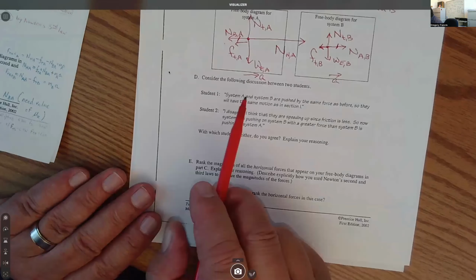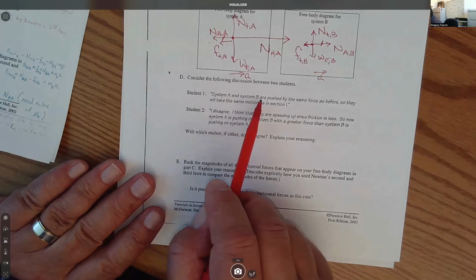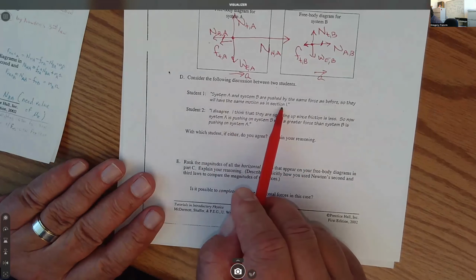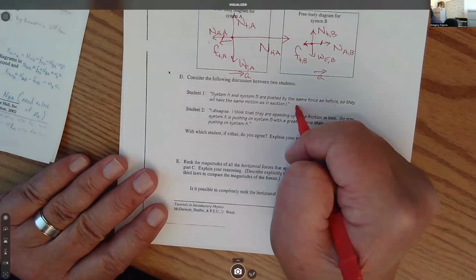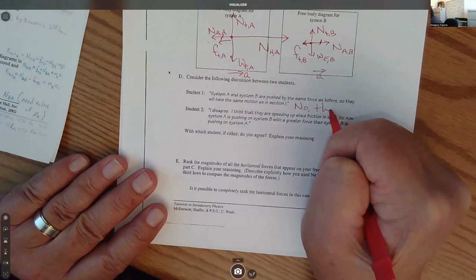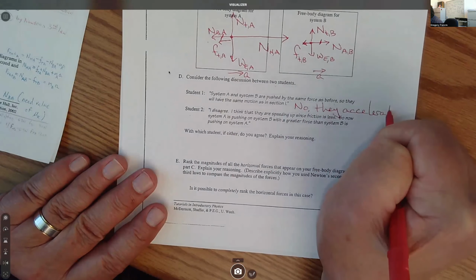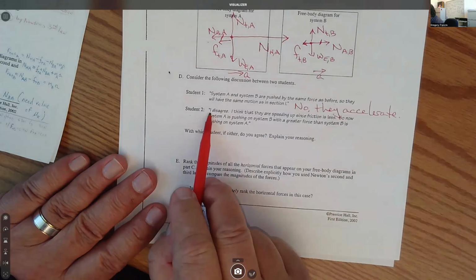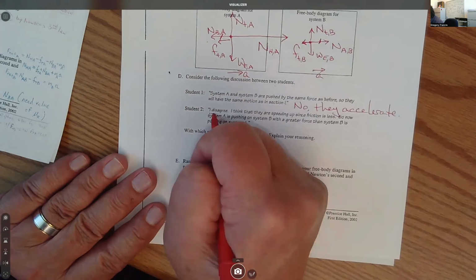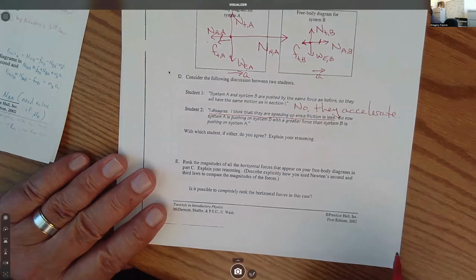Now, if I consider these statements by the student, systems A and system B are pushed by the same force as before, so they will have the same motion as in section 1. No. They accelerate. I disagree. I think they are speeding up since friction is less. So far, so good. Student 2 said something true.